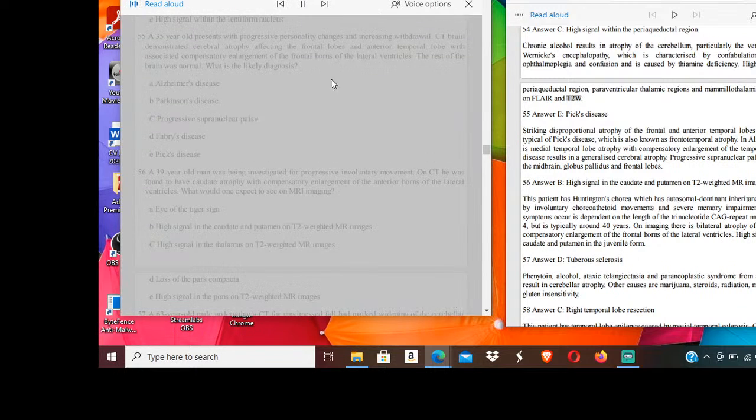55. A 35-year-old presents with progressive personality changes and increasing withdrawal. CT brain demonstrated cerebral atrophy affecting the frontal lobes and anterior temporal lobe with associated compensatory enlargement of the frontal horns of the lateral ventricles. The rest of the brain was normal. What is the likely diagnosis? A, Alzheimer's disease; B, Parkinson's disease; C, progressive supranuclear palsy; D, Fabry's disease; E, Pick's disease.